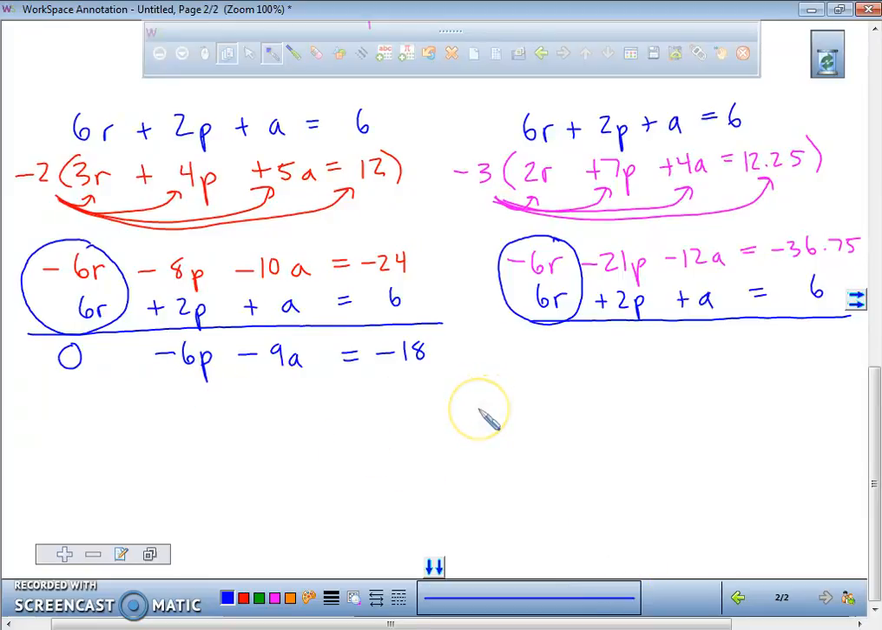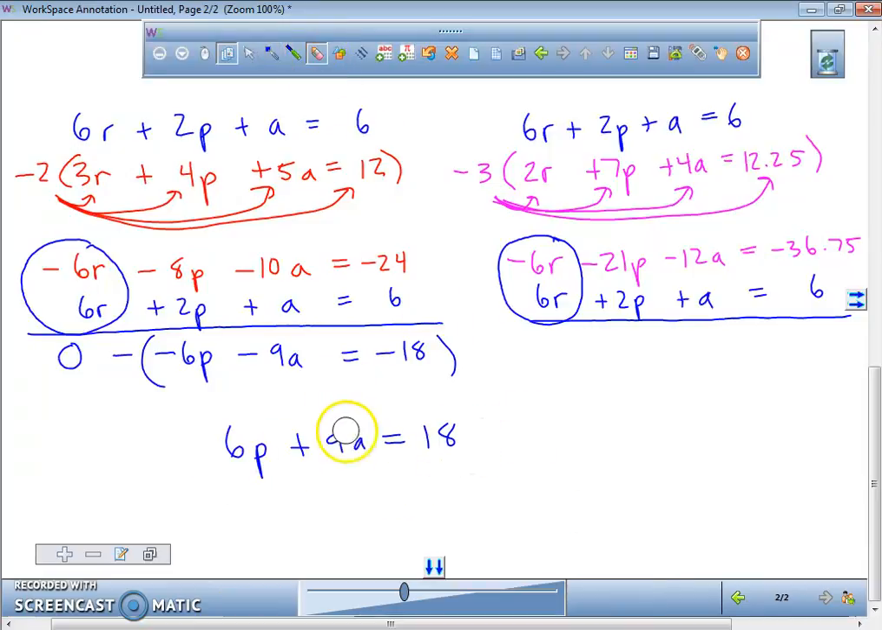You know what you can do if you want to, anytime you want. If you see a whole bunch of negatives, you're like, I don't like all those negatives. You can just take that whole thing that you just did, multiply it by a negative, and you just get 6P plus 9A equals 18. I would say this looks a lot nicer and neater, a lot easier to work with.